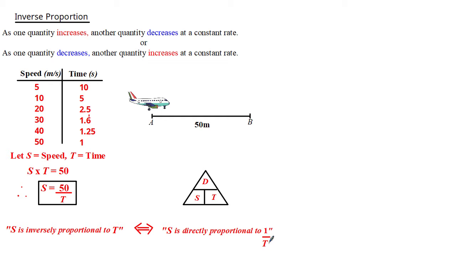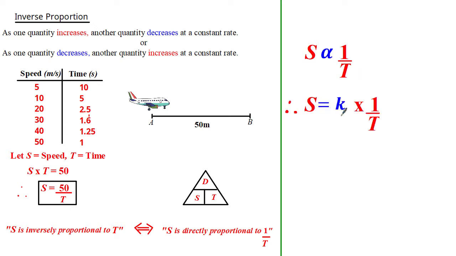So using the notation that we used for direct proportion in a previous tutorial, we can therefore write S is proportional to 1 over T, and therefore S is equal to K times 1 over T, where K is our constant of proportionality. Or we can write this as S is equal to K over T. In this example, our constant of proportionality K was 50.